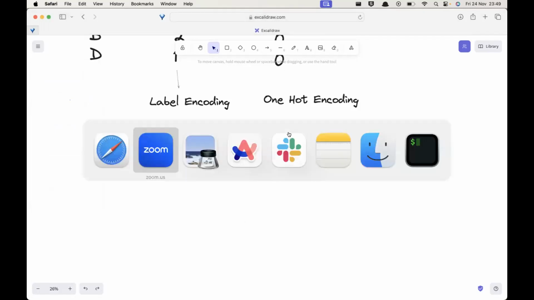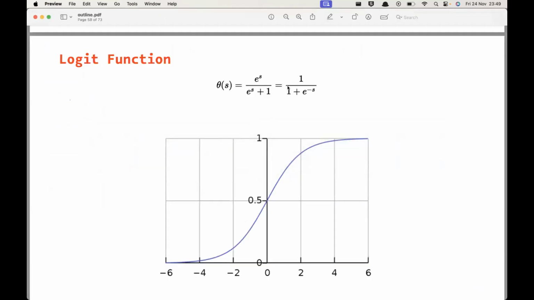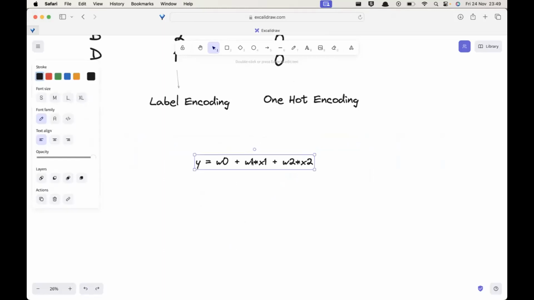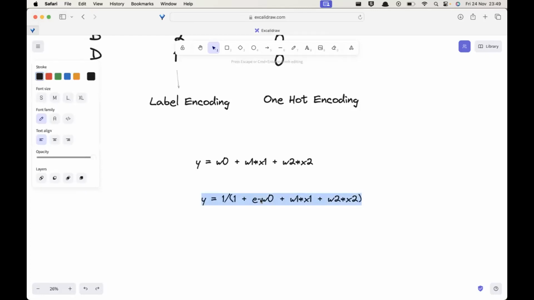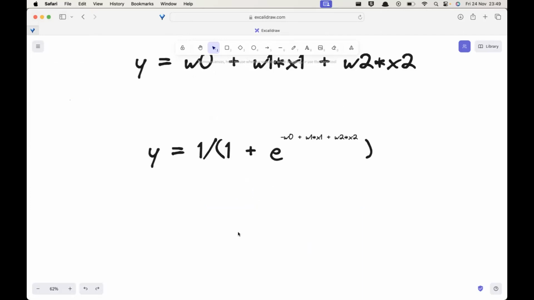In the same way, if you see here, what we are going to do is one over e one. This is how it's going to look like. It's going to look something like this.